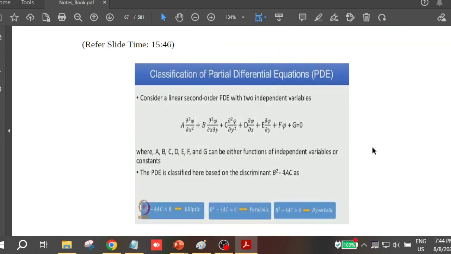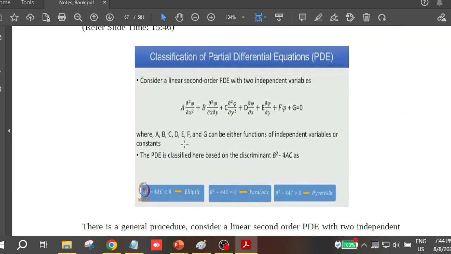Classification of partial differential equations. Yes, this is the equation A into dou square phi by dou x square. Okay. So you are telling dou phi by dou x will be in, so it will not interfere with b square minus 4ac. Yeah, I understand your question now. Okay. Because it is in d term. Okay, d is nothing but associated with dou phi by dou x.